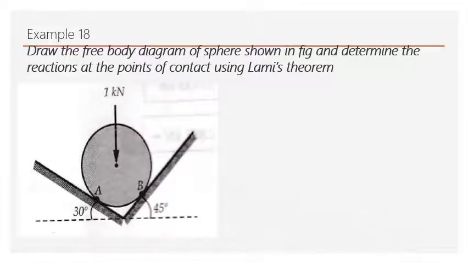Next, move on to the next problem. Draw the free body diagram of the sphere. It is enclosed, resting in a groove. Determine the reactions at the points of contact. Simple problem. Only two contact points, A and B, and the only force acting is the 1 kilonewton weight of the sphere. The angles are given, 30 and 45 degrees. So it is simple.